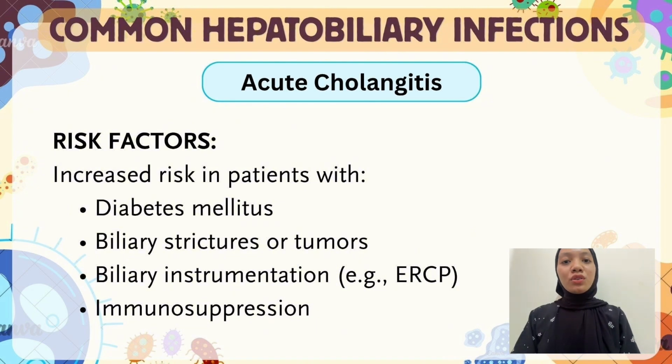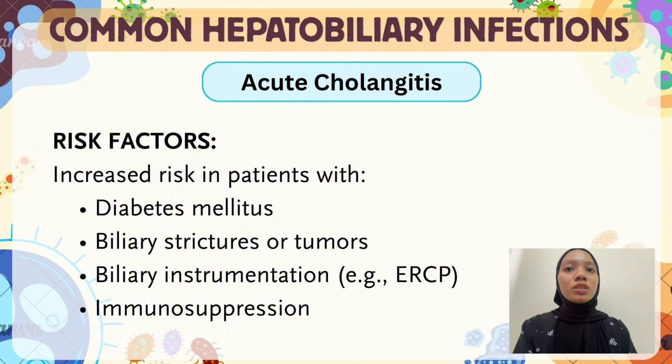Okay, now before we go deeper into the microorganisms that cause this disease, let us see the risk factors for acute cholangitis. Several conditions can increase a person's risk of developing this infection. First is diabetes mellitus. Patients with diabetes will often have impaired immune function, so they are more susceptible to bacterial infection, including infection of the biliary tract itself. And the second is biliary strictures or tumors, which can narrow or obstruct the bile duct. This causes bile stasis, which creates a favorable environment for bacterial growth and infection.